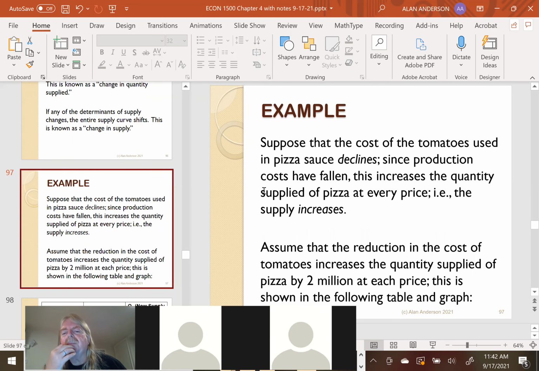It costs less to make pizza. Tomatoes suddenly become very cheap. There's been a bumper crop of tomatoes wherever they're coming from, maybe Italy, but possibly just Florida. And because of that, more pizza will be produced at every price because it's cheaper to make it. The profit per unit is going up.